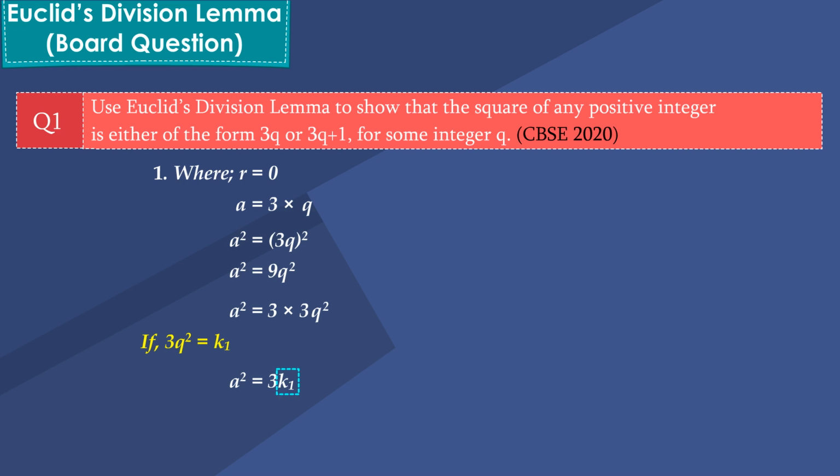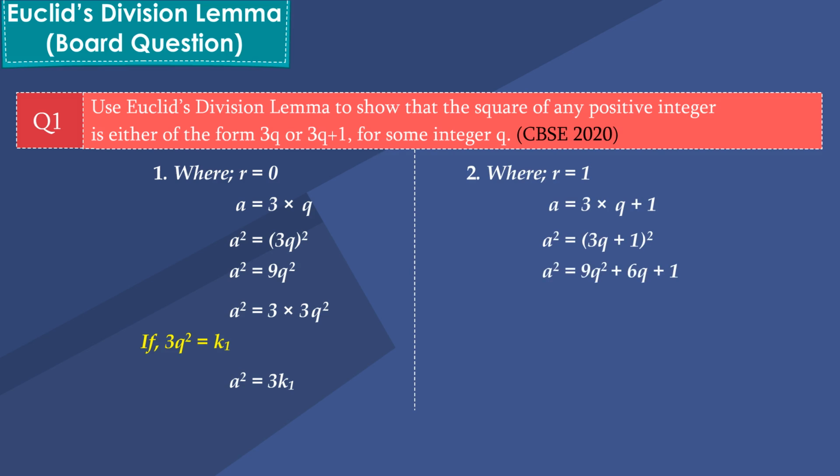Now, we simply have to repeat this process for the other values of r, namely r is equal to 1 and r is equal to 2. When r is equal to 1, after squaring both sides and simplifying, we can substitute 3q square plus 2q as k2, where k2 is a positive integer. Hence, we can see that here a square is equal to 3 times k2 plus 1.